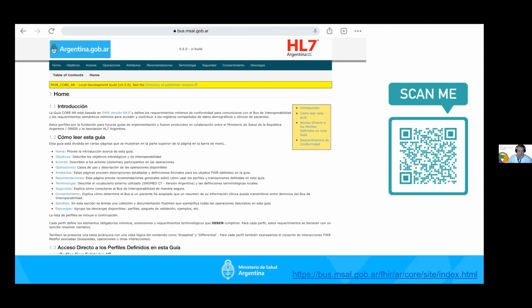This is a collaboration with a lot of technical people of HL7 Argentina. It's an affiliate of HL7 International, and a lot of architects and developers and policy makers have had a lot of meetings trying to reach consensus about this implementation guide. And of course, it's a dynamic implementation guide. It means that we change it frequently, and it's our main tool to develop the IPS project in the different provinces in Argentina.